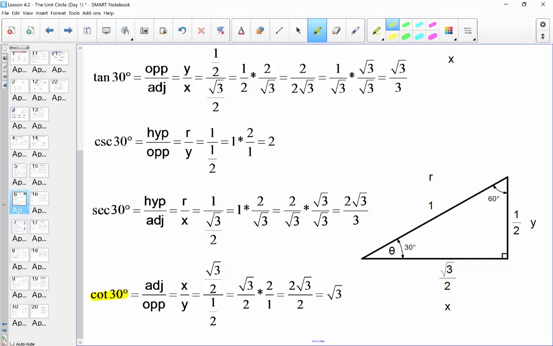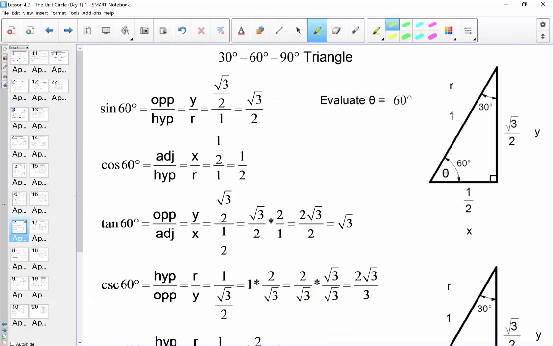And the cotangent of 30 is the adjacent side, square root of 3 over 2, over the opposite side, 1/2. Again, take square root of 3 over 2 in the numerator, times the inverse of the denominator, 2 over 1. We get 2 times the square root of 3 over 2. The 2's cancel, and we're left with the square root of 3. Finally, in the 30, 60, 90 triangle, we're going to evaluate the other angle, 60 degrees.